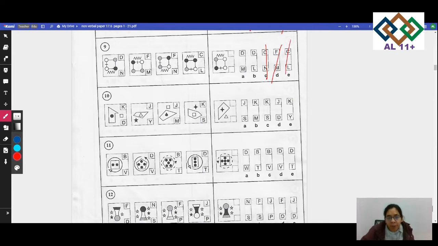Now I have to look at the bottom letters. It's N, M, or L. Let's look at N first. What's N doing? N is where the line crosses the edges. If you look at the lines, they are crossing the edges. It cannot be N, because we have also crossed N.